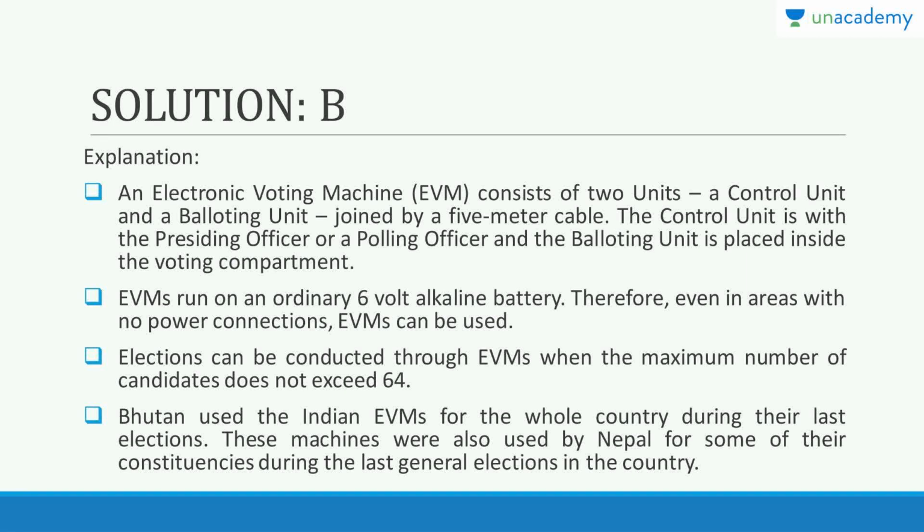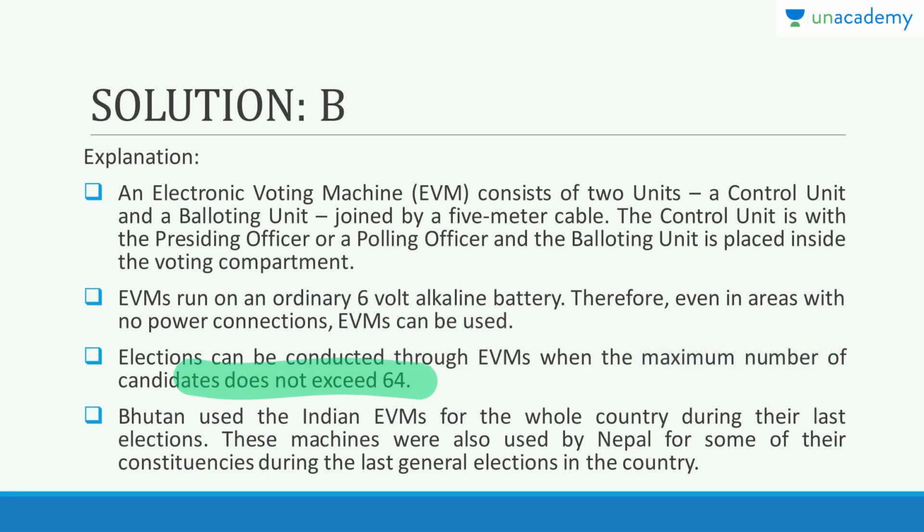So an electronic voting machine consists of 2 units, a control unit and a balloting unit, which are joined by a 5-meter cable. The control unit is with the presiding officer or a polling officer, and the balloting unit is placed inside the voting compartment. EVMs run on an ordinary 6-volt alkaline battery, and therefore even in areas with no power connection, EVMs can be used, and elections can be conducted through EVMs where the maximum number of candidates does not exceed 64.